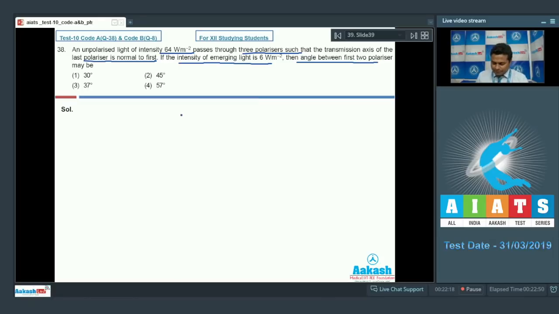Now we know very well, after passing through the polarizer, the intensity reduced to half of the unpolarized light intensity. So suppose these are the three polarizers. This is polarizer number 1, let us assume. This is polarizer number 2, and this is polarizer number 3.